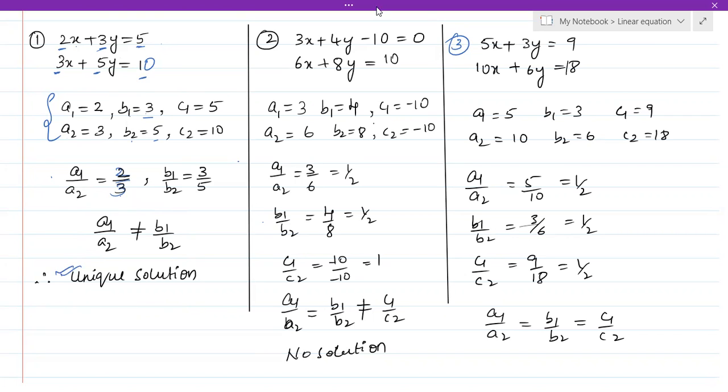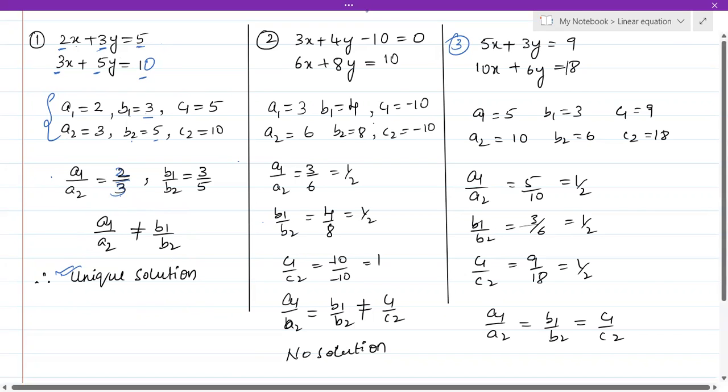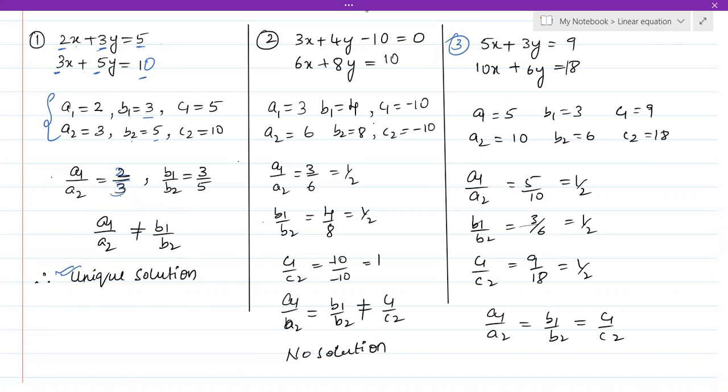Similarly, let's get into the second one. We have to find a1, b1, c1, a2, b2, c2, but we have to be very careful. If you observe in the first equation, a1 is 3, b1 is 4, c1 is minus 10, and this c1 is on the LHS, the left hand side of the equal sign. In the second equation, this is our a2, this is our b2, but here our c2 is on the RHS. It will be very wrong if you take this as your c2. What you have to do is get this 10 to the other side, to the LHS, then find it.